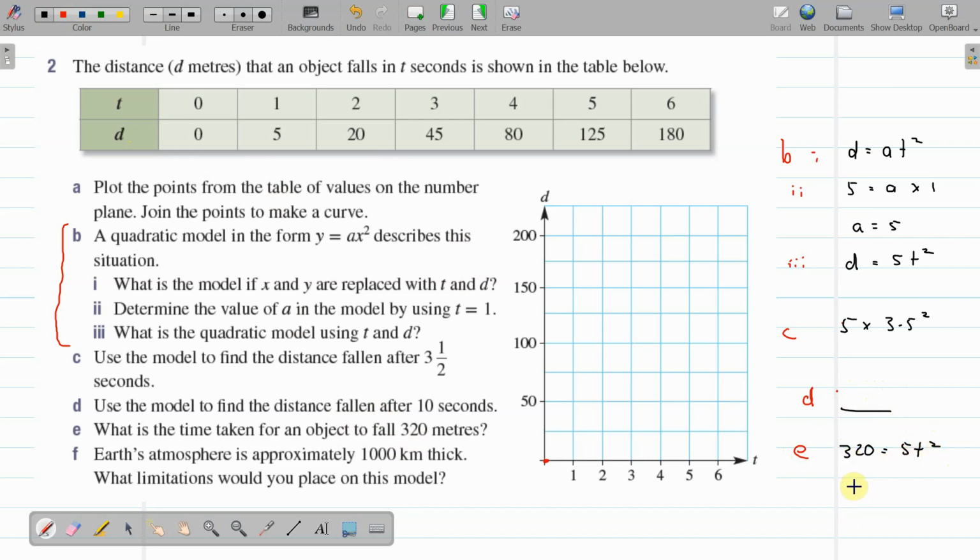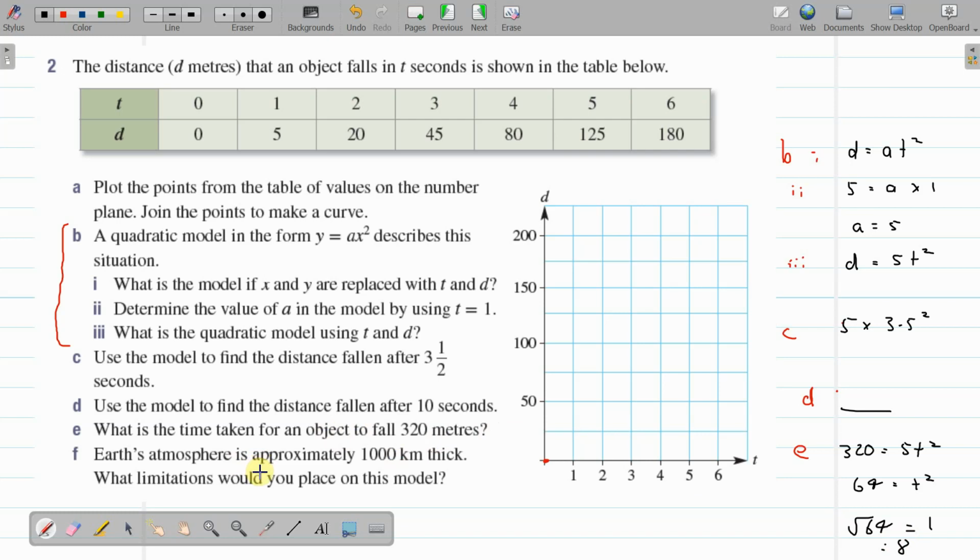Algebra, divided by 5 gives you 64 equals t squared. So t squared is 64. To cancel out the squared, you do the square root. So the square root of 64 equals t. That equals 8. 8 seconds.